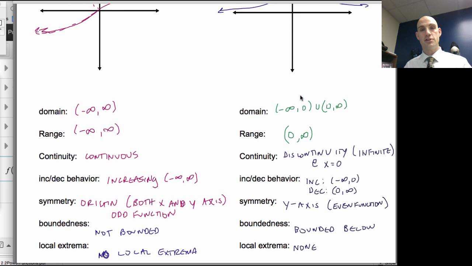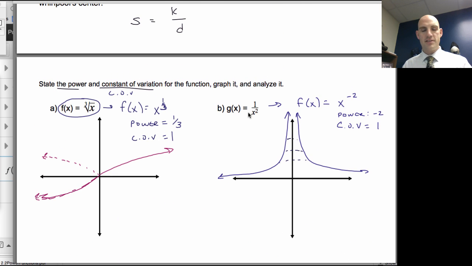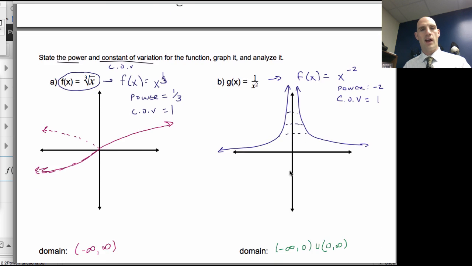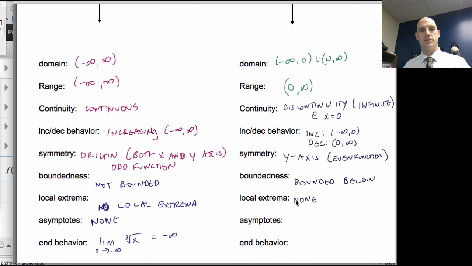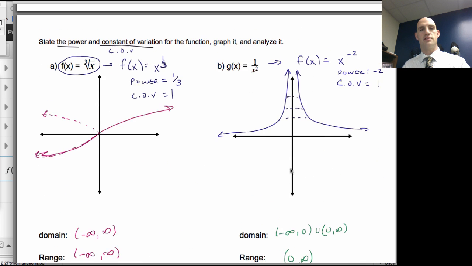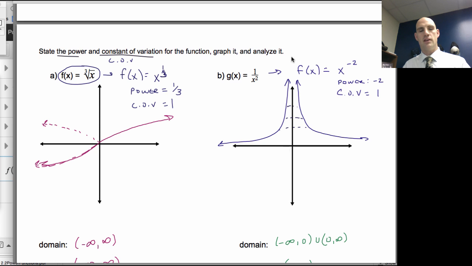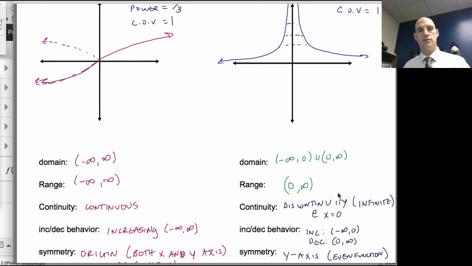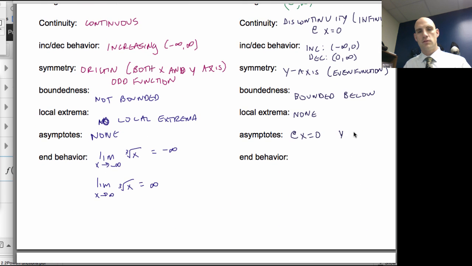Asymptotes, we do have 2 in this one. Because we have this x on the bottom, we know that we have an asymptote at x equals 0. Okay, so at this x equals 0 line, there's an asymptote, and also at y equals 0, because that's that line where the graph can't go below.